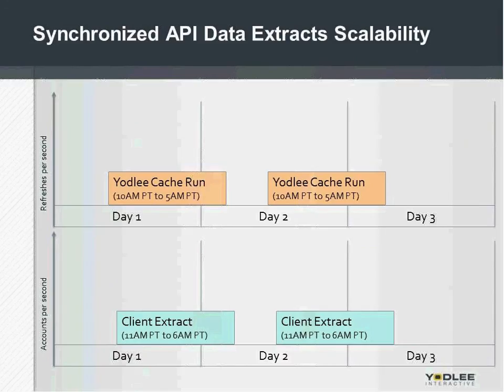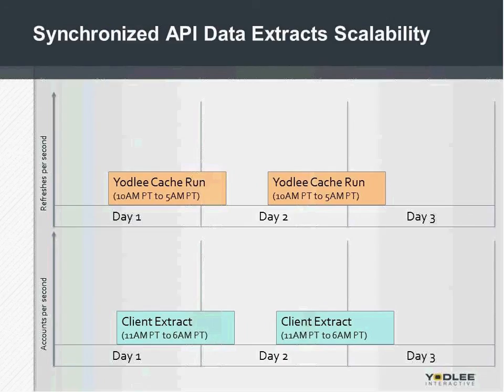The next slide shows how this scales, and why we are so stoked about this particular solution. You see we have our cache run set from 10 a.m. to 5 a.m. At the bottom half of this slide, we're showing where the client extract would then happen, from 11 a.m. to 6 a.m. So this really is a good illustration of how this process scales so well. We're doing our cache run for 19 hours, and our customers are doing the extract over 19 hours, really coming in and grabbing the data just right after we have refreshed the data.